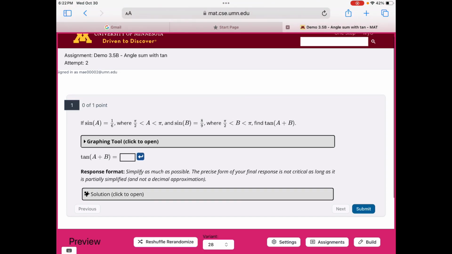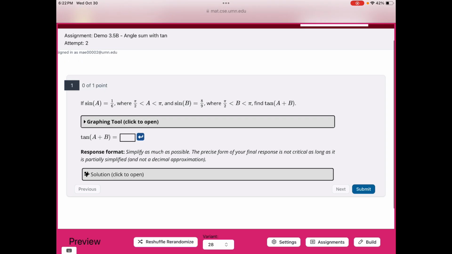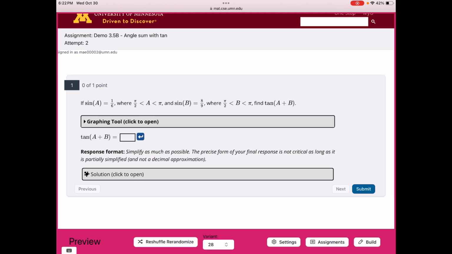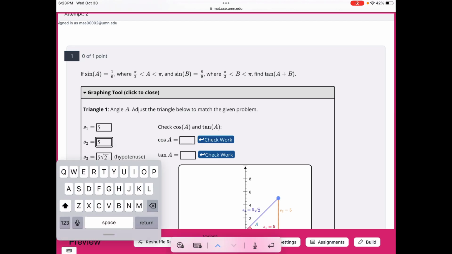These are the kind of problems you would see in homework 3.5b. We're given the sine of angle A and the sine of angle B and the quadrant that they are in. So first we just need to get these triangles sketched out so we can see what values we have.